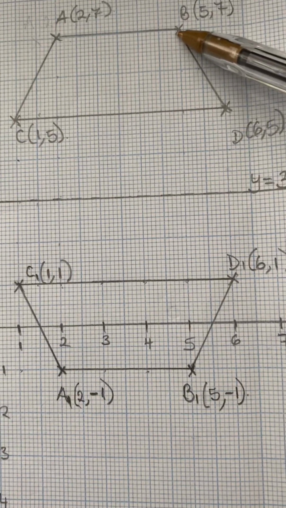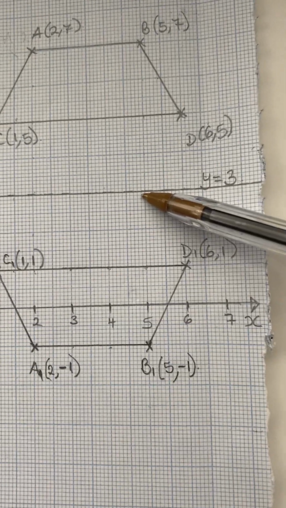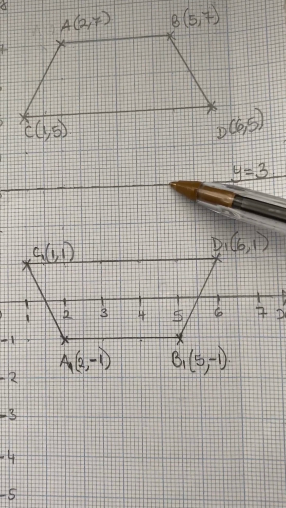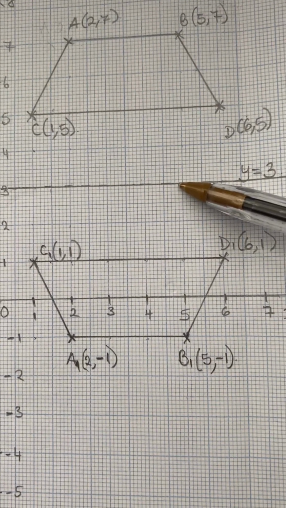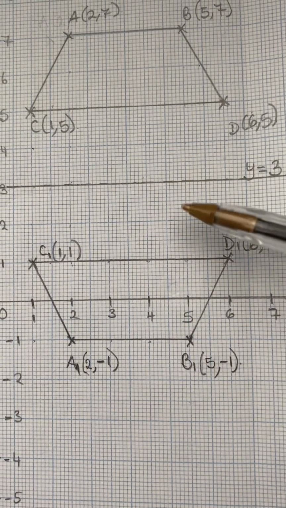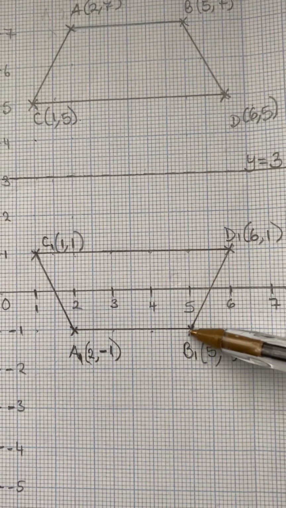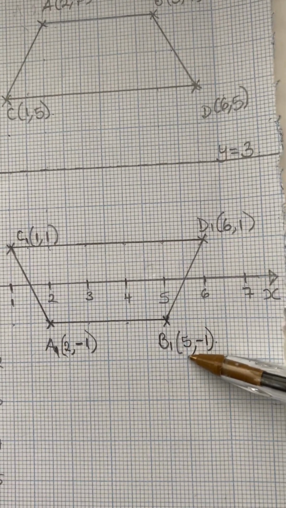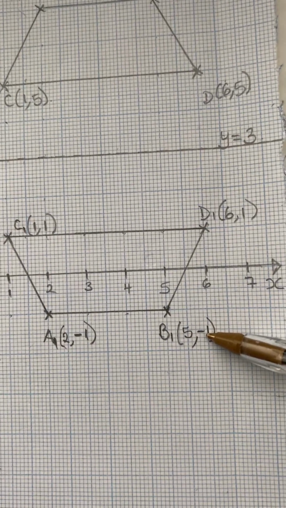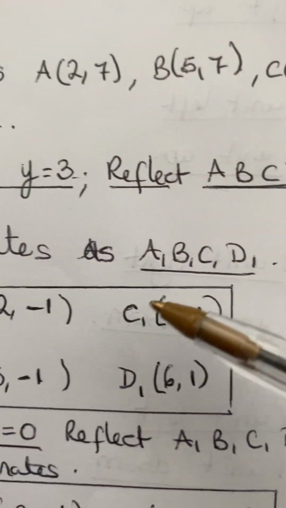Now B again. 1, 2, 3, 4. Y equals 3. So I need to reflect it with 4 units. Okay. So 1, 2, 3, 4. So B1 now will be 5, minus 1. So I'll list that one also here. I've listed the coordinates here.